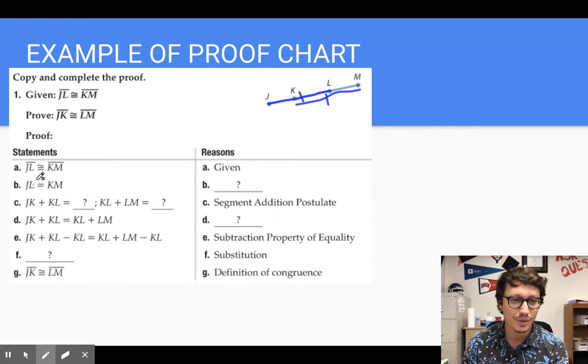Okay, so that is always given. Notice, what is our reason here? We have changed from congruent to equal sign, right? So that means that there is the definition of congruence.